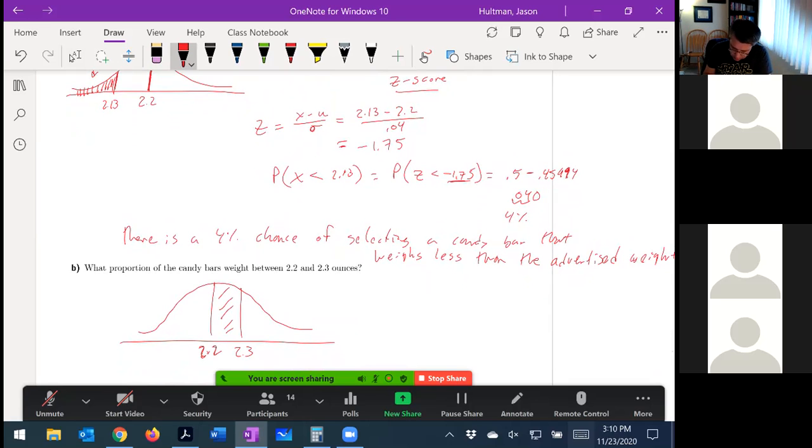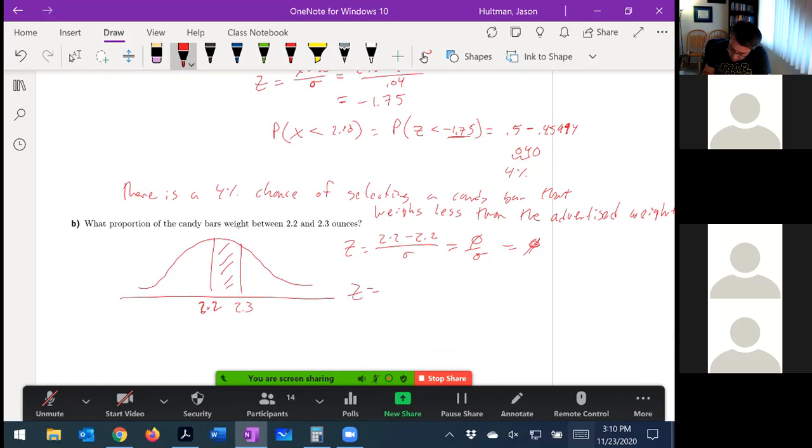How do I know that the mean, the 2.2, is in the middle here? Well, if you did a z-score here of 2.2, you get 2.2 minus 2.2 all over sigma, which is 0 over sigma, which is 0. So yes, 2.2 is the 0 z-score. Okay, what's 2.3? 2.3 minus 2.2 all over 0.04. This is going to be 0.1 over 0.04, which I think ends up being 2.5.